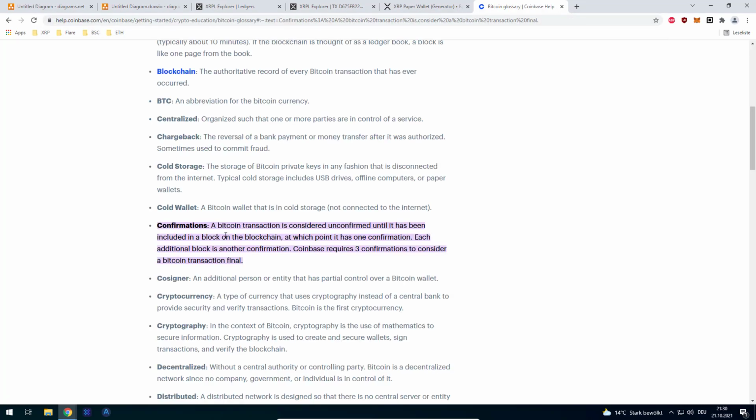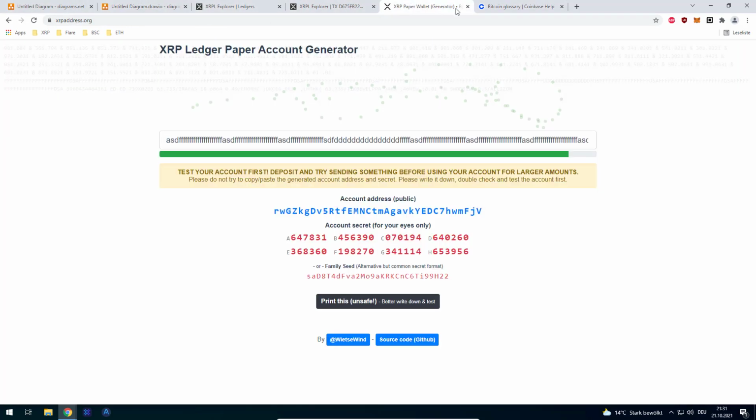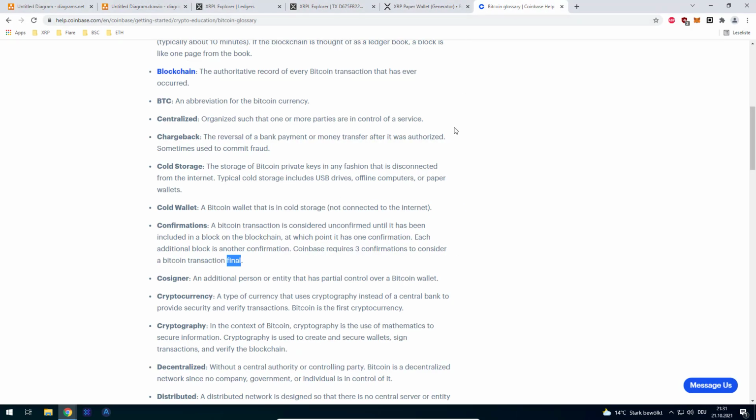So, for example, on Coinbase, a Bitcoin transaction is considered unconfirmed until it has been included in a block, at which point it has one confirmation. Each additional block is another confirmation. Coinbase requires 3 confirmations. So in Coinbase, it requires 3 nodes at least to have also added and confirmed it until it's considered final. So that's why it takes a little bit longer, for example, if you try to deposit any proof of work blockchain technologies to your account. As soon as the transaction is considered final, it's irreversible.